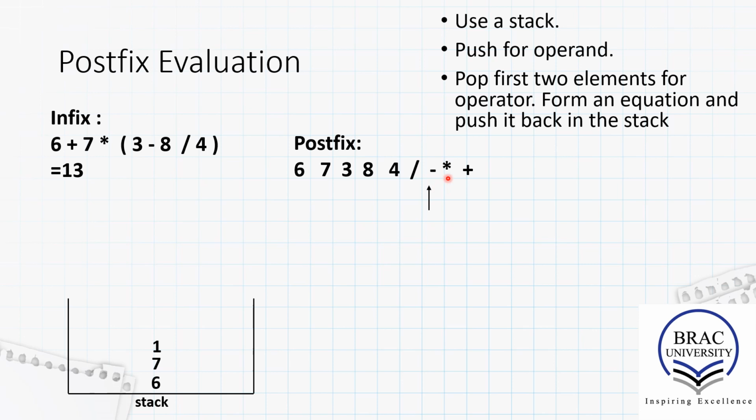And then I'll move on to my next operator, which is multiplication. So I'll pop my stack twice. 1 will go after the multiplication sign and 7 will go before the multiplication sign. And we will compute 7 into 1, which is 7. And 7 will be pushed inside the stack.